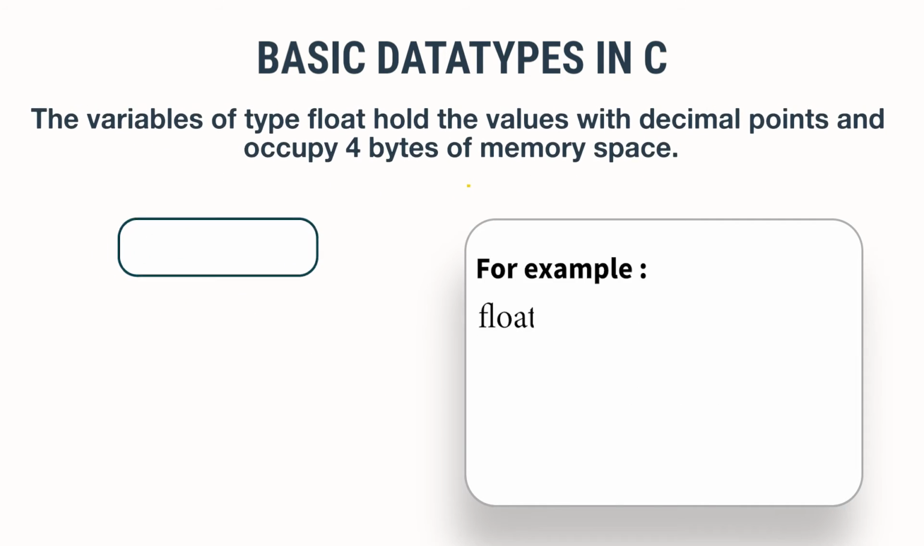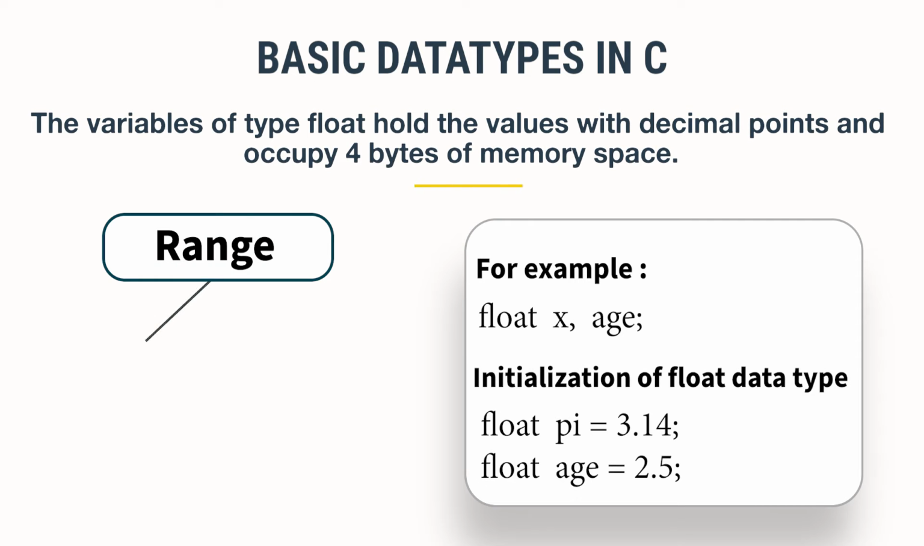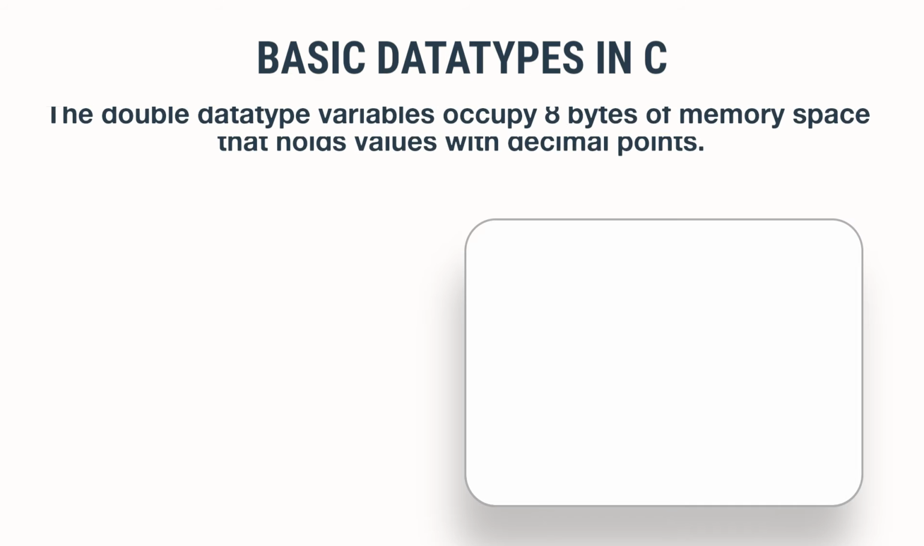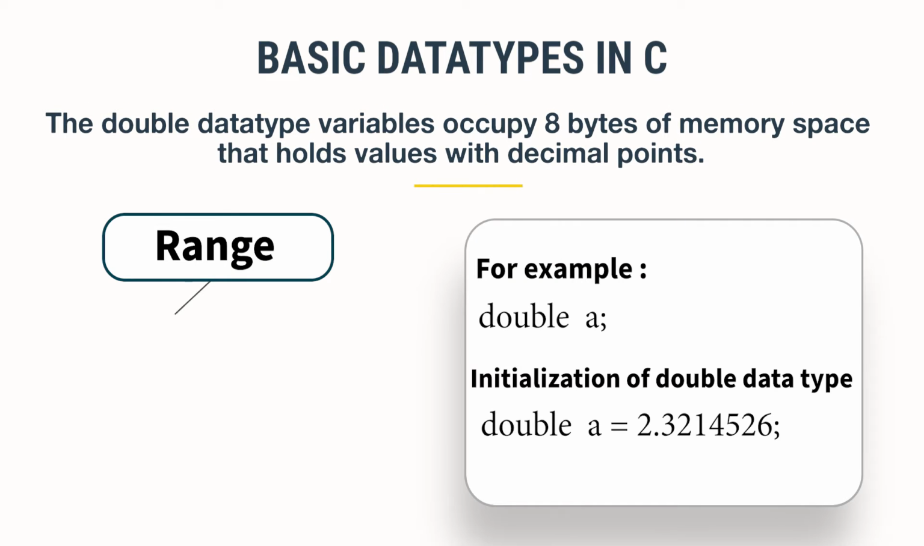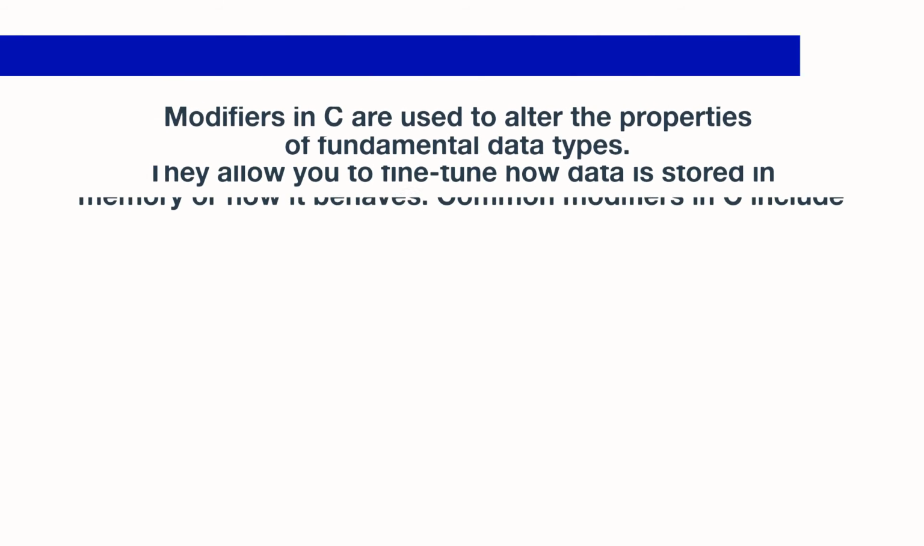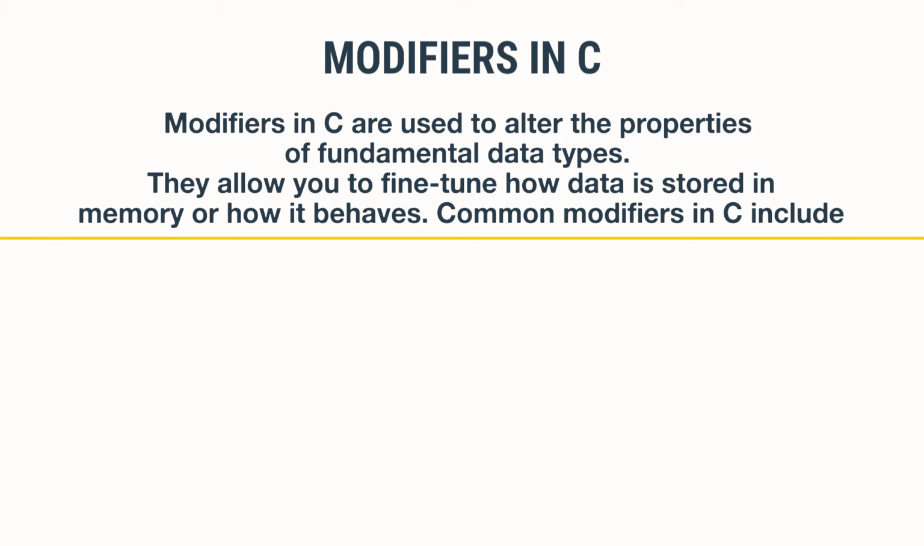The float data type variables occupy 4 bytes of memory space and hold values with decimal points, up to 6 decimal places. For example, pi and h are the variables of type float, ranging from 3.4 into 10 to the power of -38 to +38. The variables of type double hold values with decimal points and occupy 8 bytes of memory space. In this example, e is the variable of type double ranging from 1.7 into 10 to the power of -308 to +308.